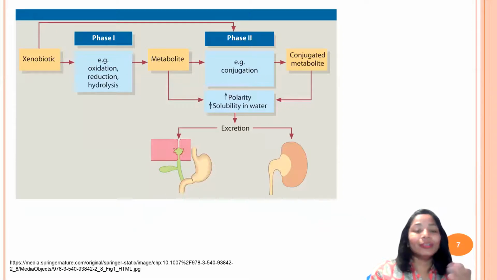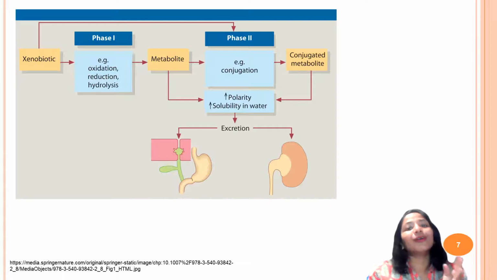Let's look at this one. We have a xenobiotic. We have two phases, phase 1 and phase 2. In phase 1, it becomes a metabolite. From phase 2, it becomes a conjugated metabolite. What is a conjugated metabolite? It conjugates with the metabolite.